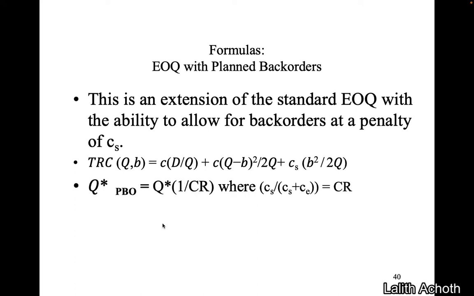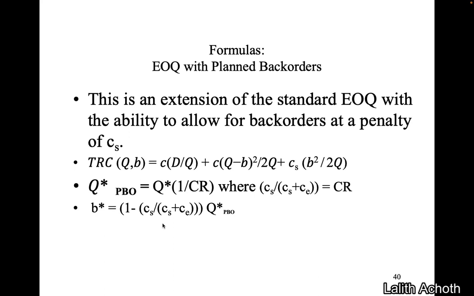So here we get Q star optimum with probability for back order. With the probability for back order is calculated very simply as Q star into 1 by CR. Very, very simple. You know what CR is: CS by CS plus C. So it's very simple. You get the Q, and then you provision back orders, and then you calculate it by calculating Q into 1 by CR. So very, very simple, straightforward calculation.